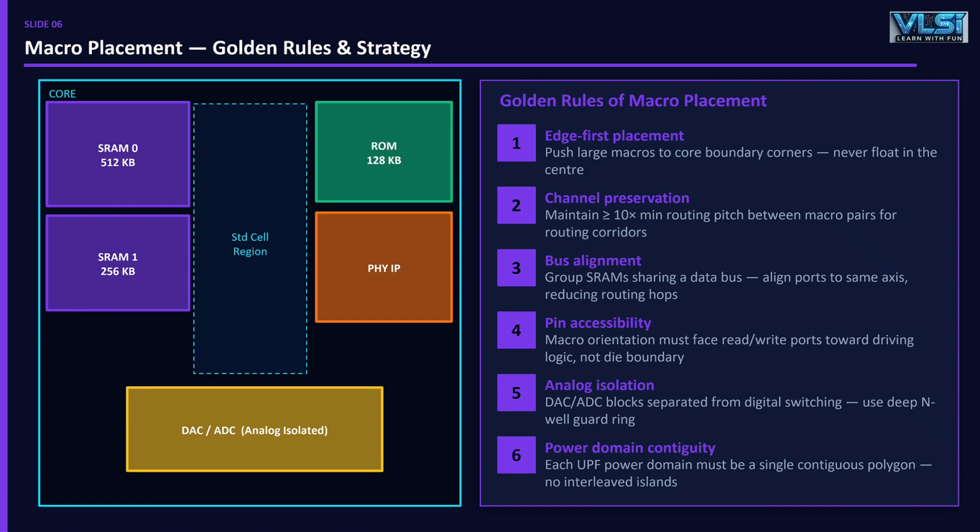Analog isolation. Analog blocks hate noise. So you isolate them. Physically separate them from digital switching regions. Power domains. Each power domain must be continuous. You can't randomly mix them. So macro placement is not just placement. It's strategy, physics, timing, power and routing all combined.